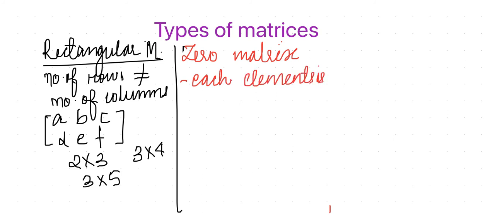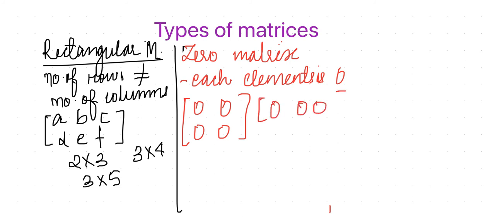Each element is 0. So what can be your example? 0, 0, 0, 0. Or else like this, 0, 0, 0. So the number of rows and number of columns have nothing to do here. If all the elements are like this, 0, 0, 0, then this will be considered as your zero matrix.